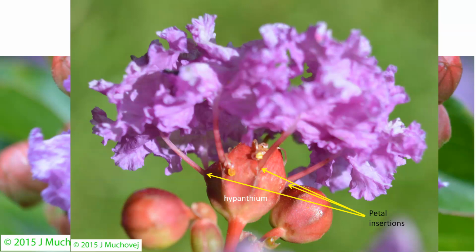Therefore, we have flowers that are epigenous, where the flower is located on top of the ovary, and we call that an inferior ovary. We have hypogenous, which is where the flowers are below the ovary, so we have a superior ovary. And we have perigenous, which is where we have the formation of this hypanthium, and the ovary sits on top of the hypanthium, and everything comes out of the hypanthium itself.